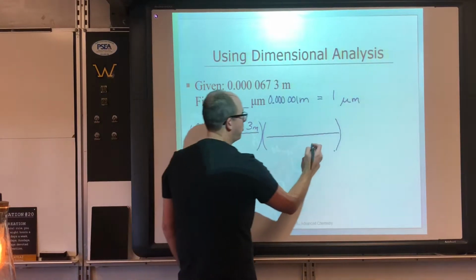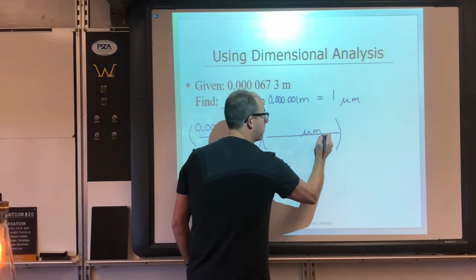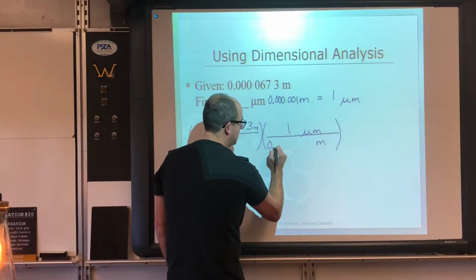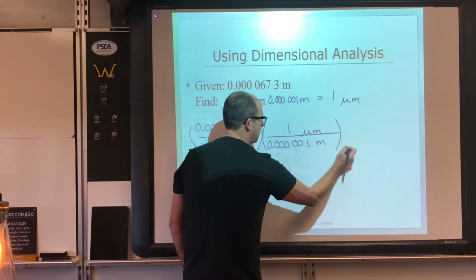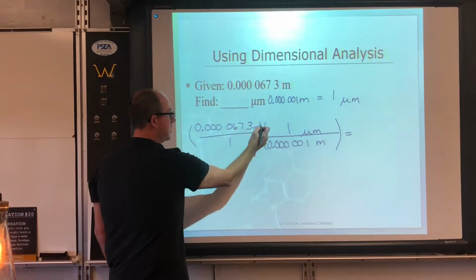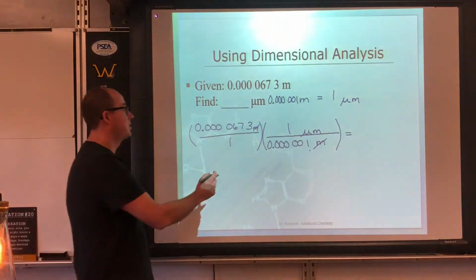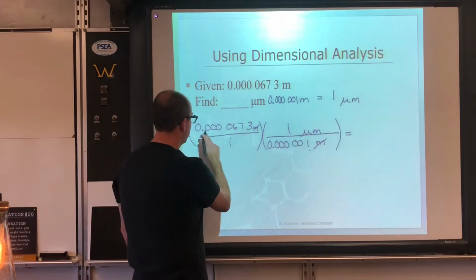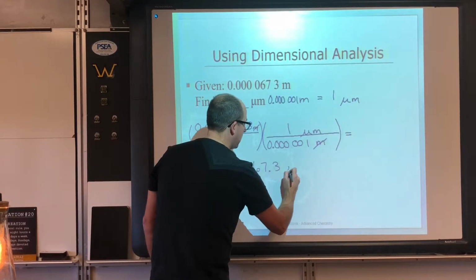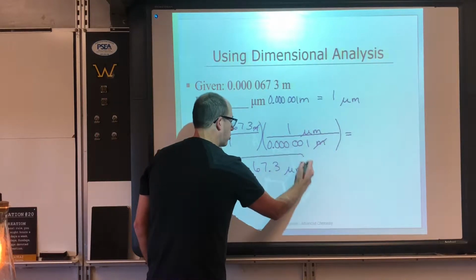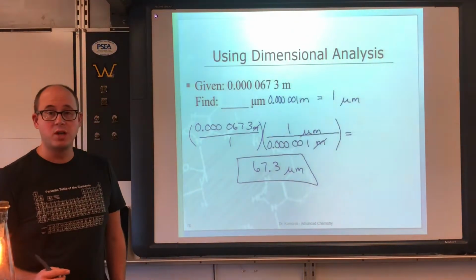Meters is up top, so we'll put it on the bottom here. And micrometers up top. 1 in front of the prefix, 1/1,000,000th in front of meters. Meters cancels, and when we do the calculation and keep 3 significant figures, it becomes 67.3 micrometers.